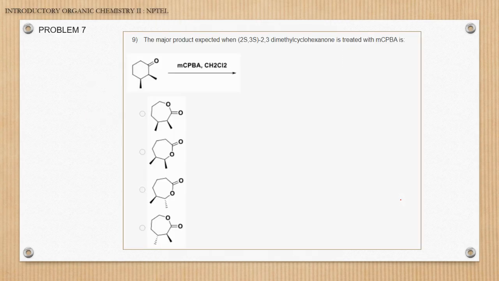So I'm moving forward with problem number 7. You have to identify the major product expected when 2S,3-dimethyl cyclohexanone is treated with MCPBA. Okay, so they have treated this chiral compound, 2S,3-dimethyl cyclohexanone, with MCPBA, metachloroperbenzoic acid. So now tell me which could be the possible answer for this mechanism. We have discussed the chemistry of MCPBA, how it works. Can anyone tell me what could be the possible answer for this question?